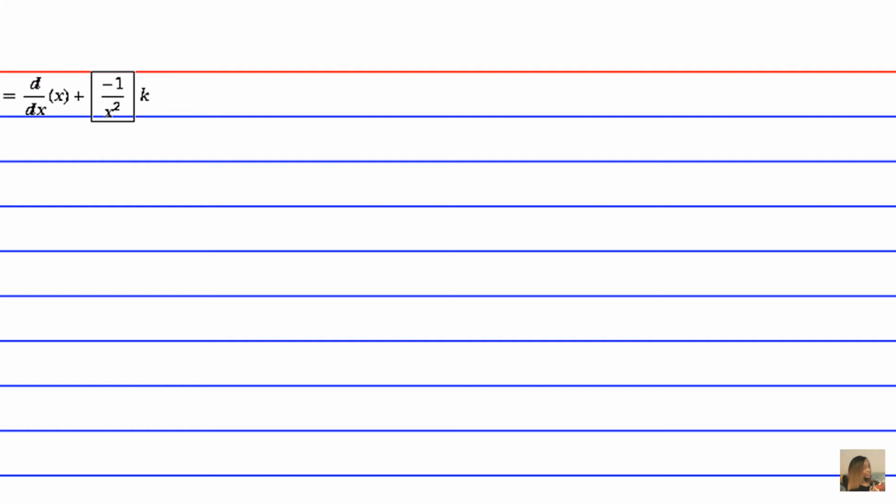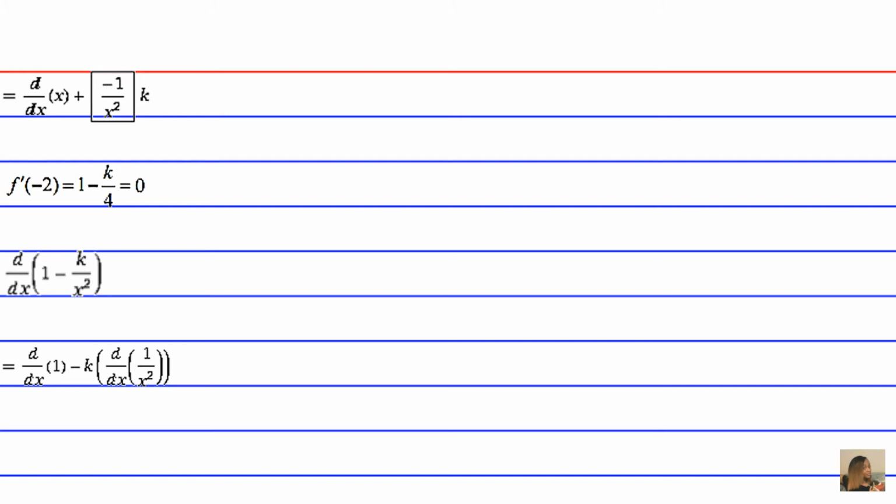So the expression can be plugged into the original equation. We now have d dx of x plus -1 over x squared times k. The derivative of x is 1, so we're also going to plug that in. In order for the first derivative to be equivalent to 0, we find out that k has to be equivalent to 4. All right, now for the moment of truth.